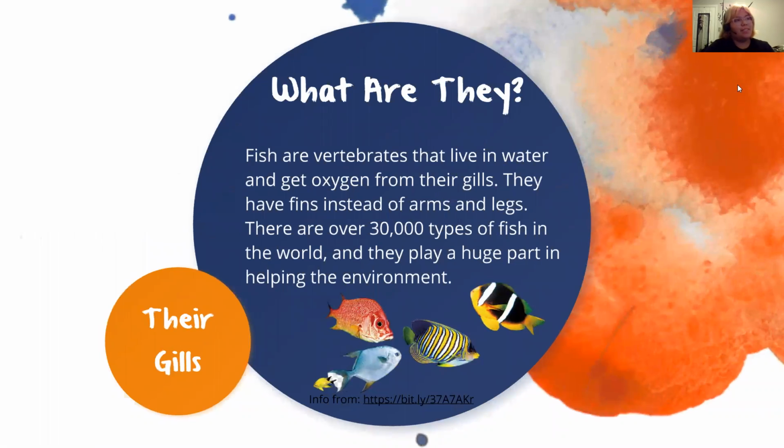So what are fish? Fish are vertebrates that live in water and get oxygen from their gills. They have fins instead of arms and legs, and there's over 30,000 types of fish in the world. And they play a huge part in helping the environment stay healthy.